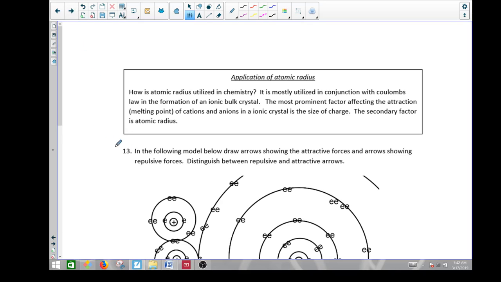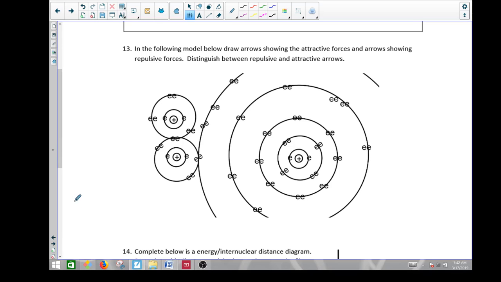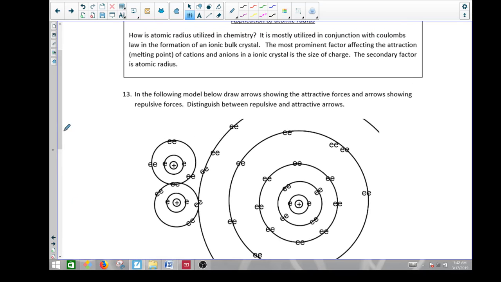All right, application of atomic radius. It says here, atomic radius is mostly utilized in chemistry in conjunction with Coulomb's law in the formation of an ionic bulk crystal. Okay, so this is where we use it. The most prominent factor affecting attraction is melting point. Cations and anions in an ionic crystal.